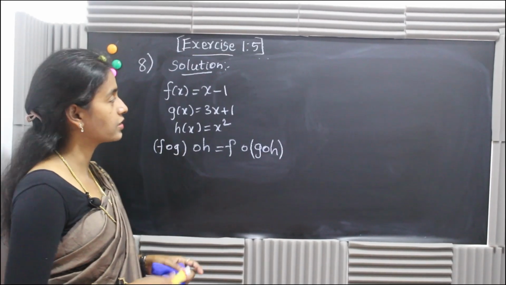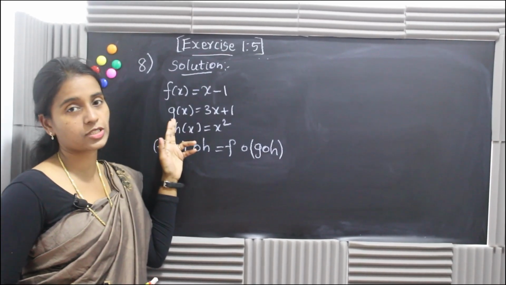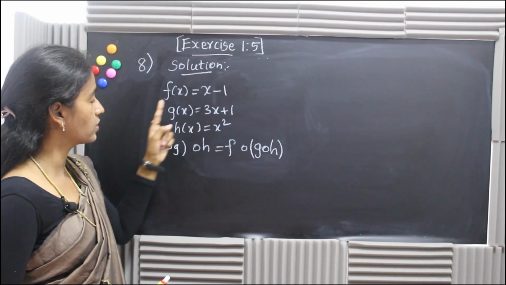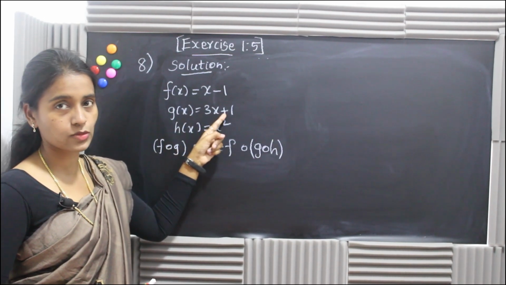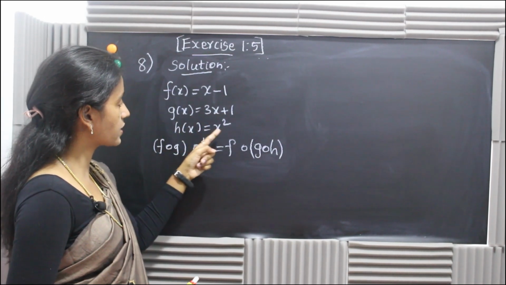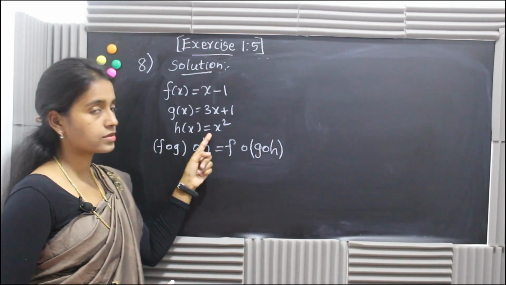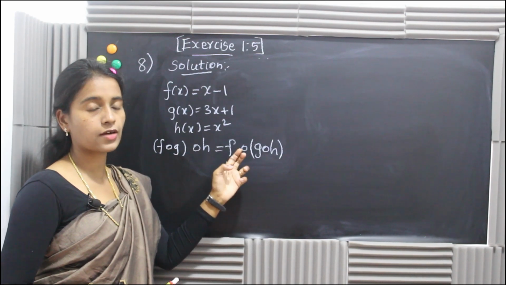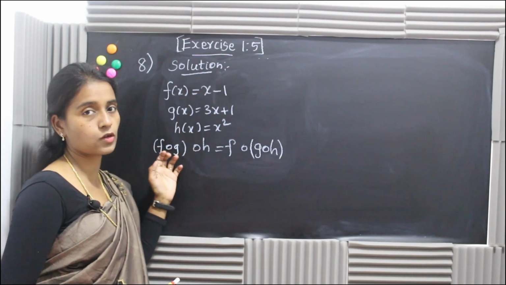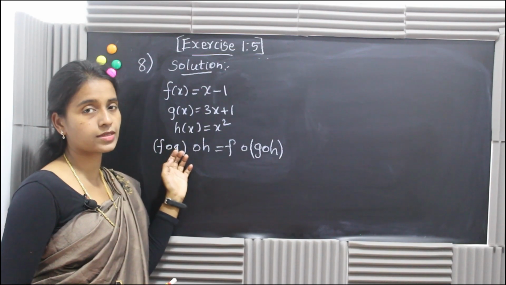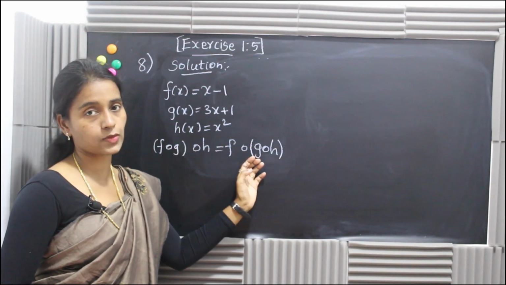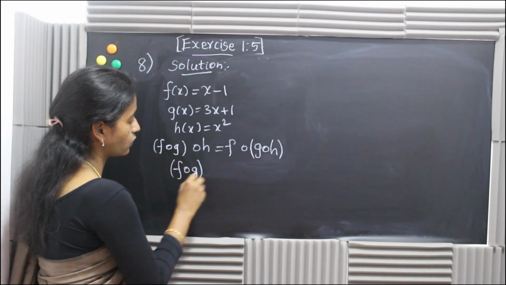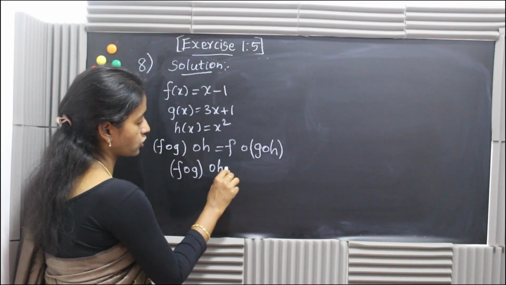For the solution, I have written the given information. What is given in the question? f of x equals x minus 1, g of x equals 3x plus 1, h of x equals x square. Then we need to show that this equals this. For that, we should solve this first. After solving that, we are going to solve this one. Now, I am solving f of g of h.